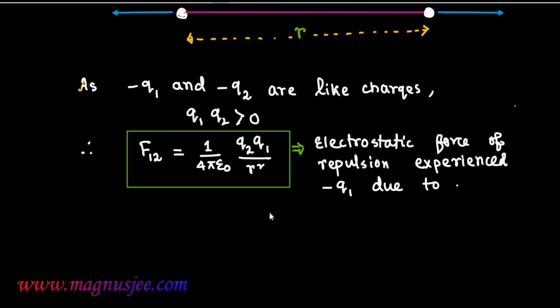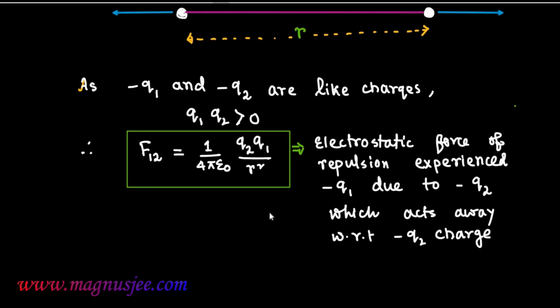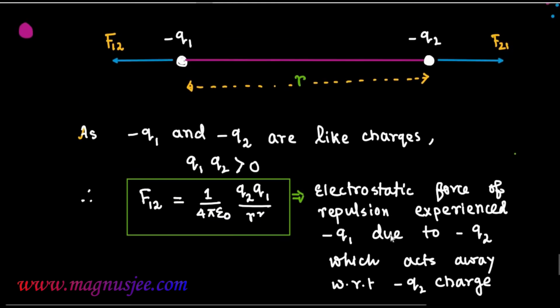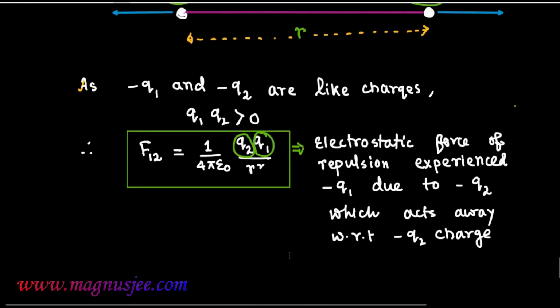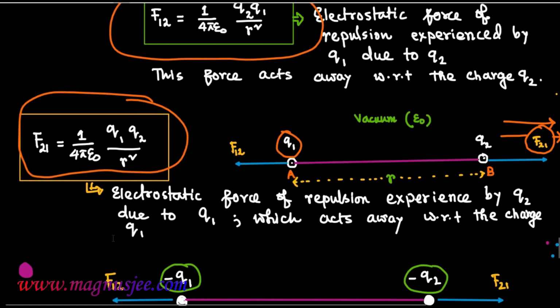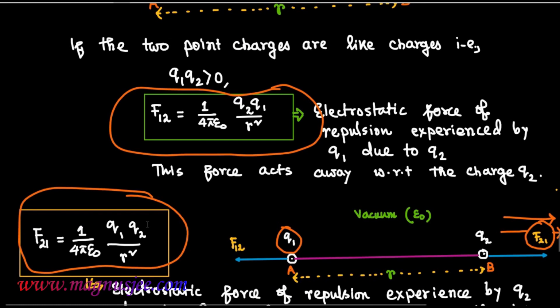This is the electrostatic force of repulsion experienced by minus q1 charge due to minus q2 charge, which acts from the point A away with respect to the other point charge minus q2. Minus q1 and minus q2 are the two like charges, but in the expression of F12 we have used only q2 and q1. We did not use the sign of charge in the expression of force. That is the rule. In the expression of electrostatic force in scalar form, we have to use only the magnitude of the two charges. We cannot use the sign of the two charges.